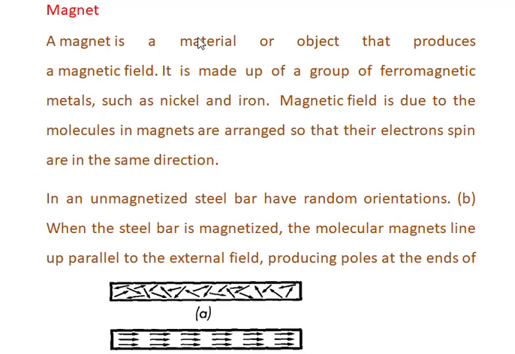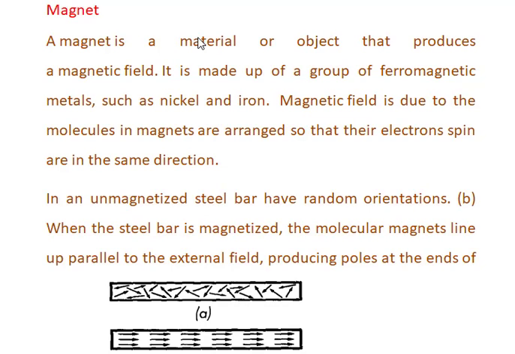Dear students, today we discuss the magnet and its effect. So, what is a magnet? It is a material or object which produces a magnetic field. How does it produce a magnetic field? It is made up of a group of ferromagnetic metals such as nickel and iron.